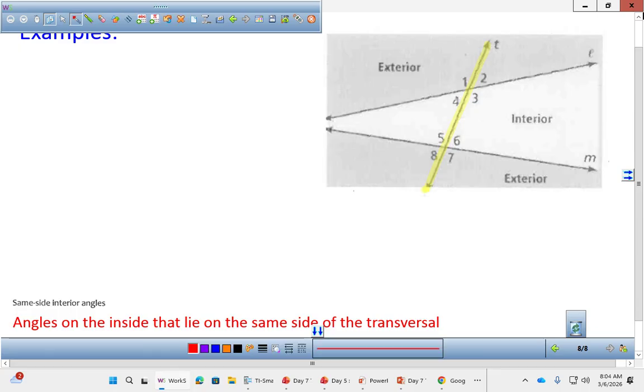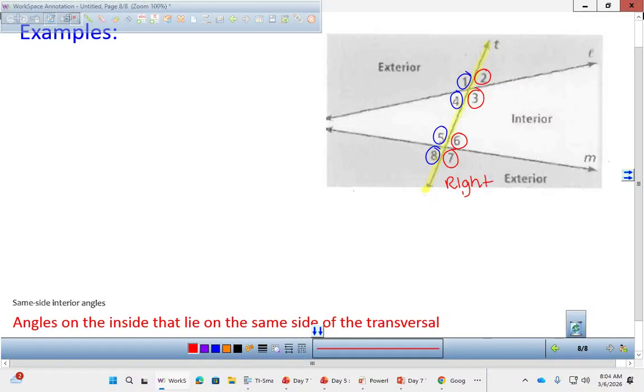That's our transversal. And remember we had our left angles and our right angles. Right, these are on the right of the transversal. These are on the left. So in order to be same side interior, they need to be on the same side. So I'm looking at either a pair of blue or a pair of red. I'm not mixing and matching the colors, right? That's the same side part. They're on the left or they're on the right, okay? Interior means they're on the inside.